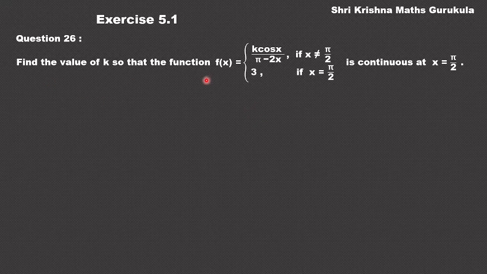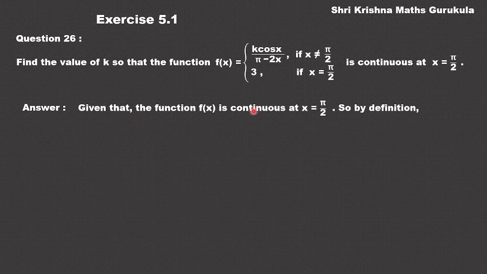So let us understand the question first. Find the value of k so that the function f of x, the function is defined like this, is continuous at x equal to pi by 2. As per the question, it is already given that the function is continuous at x equal to pi by 2. What we have to do is, there is a constant k in the function. We have to find the value of k given the function continuous at x equal to pi by 2.